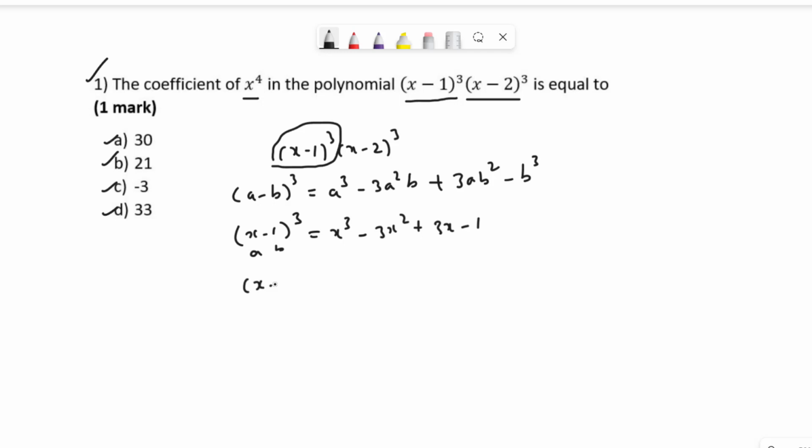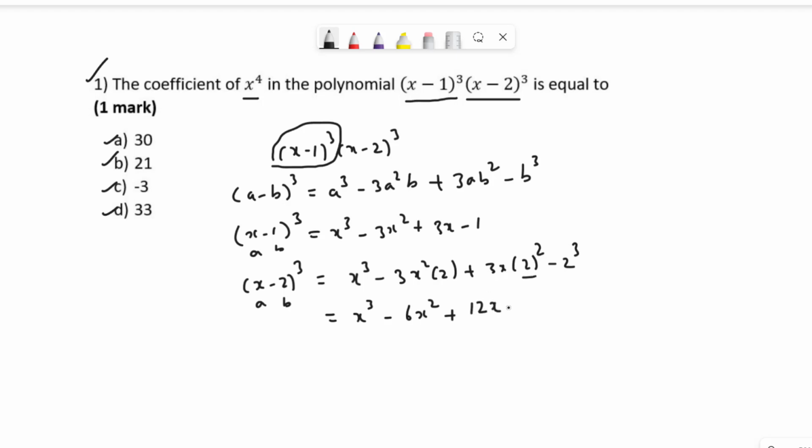Now similarly I will expand (x minus 2) whole cube. Again this a is x and b is 2. So this is x cube minus 3x square times 2, plus 3x times 2 square, minus 2 cube. This is equal to x cube minus 6x square plus, here 2 2s are 4, 4 3s are 12, so this is 12x minus 2 cube is 8.